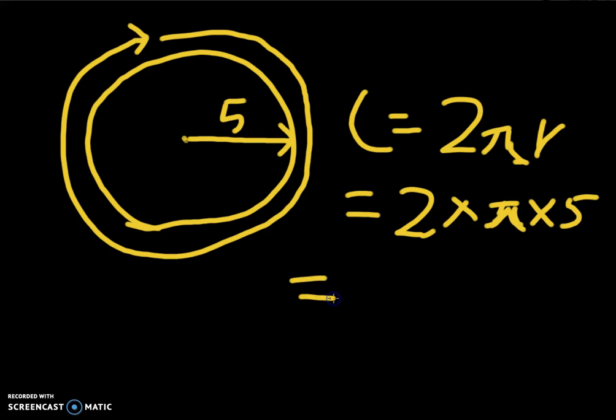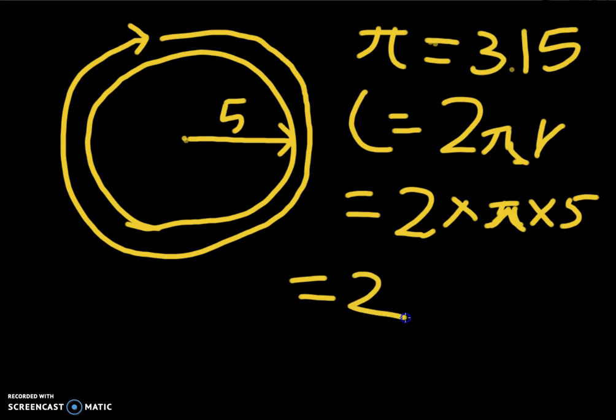2 times pi times 5. So pi, it's actually a wrong value. It's actually 3.1514 something dot dot dot. But for mathematical reasons and to save time, we're just going to use pi equals 3.15. Remember that. Use 3.15, or you can use your scientific calculator to work that out.